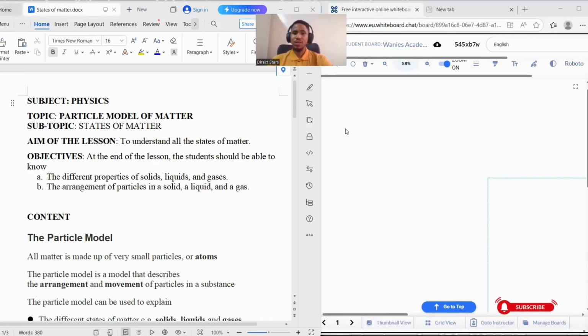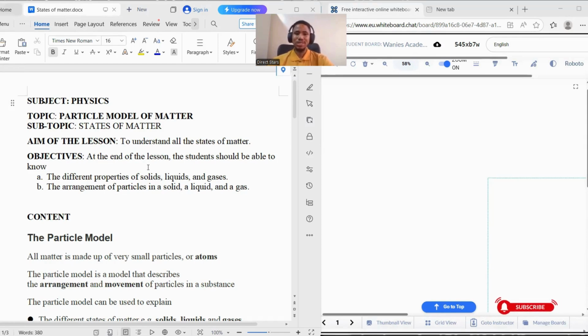Our subject for today is physics, while our topic is particle model of matter. Subtopic is states of matter. I know we all understand what matter is. Matter is anything that has weight and occupies space. So, the aim of today's lesson is for you to understand all the states of matter.